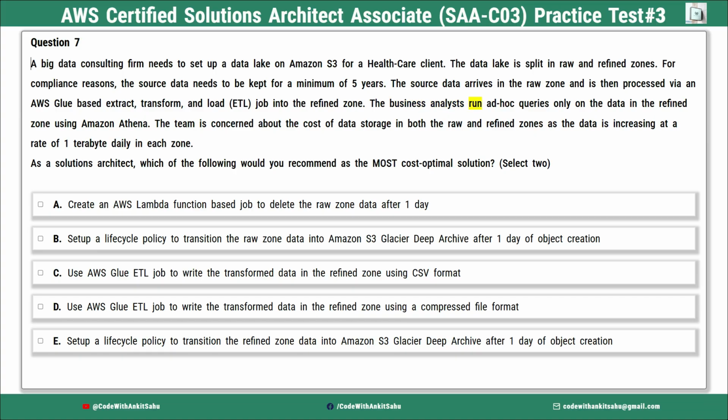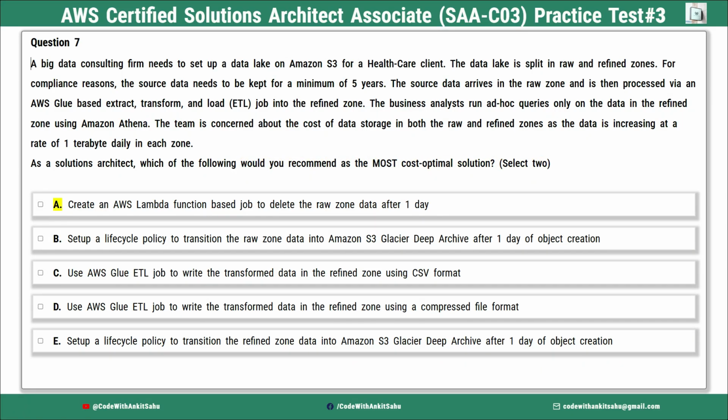The business analysts run ad hoc queries only on the data in the refined zone using Amazon Athena. The team is concerned about the cost of data storage in both the raw and refined zones as the data is increasing at a rate of 1 terabyte daily in each zone. As a solutions architect, which of the following would you recommend as the most cost-optimal solution?